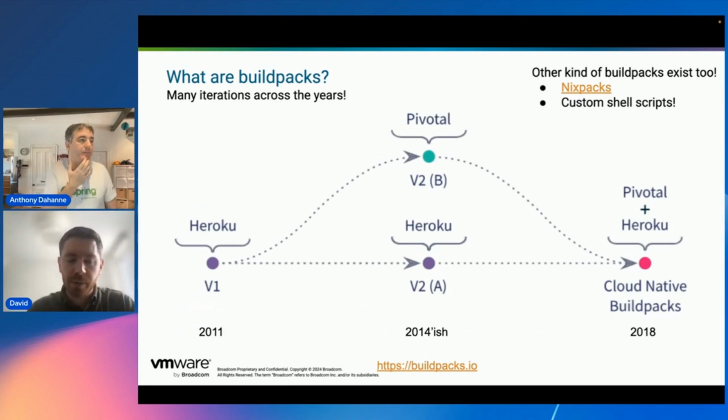Okay, so where do Buildpacks come from? They've had a number of iterations over the years, the earliest being by Heroku back in 2011. Then there was a second iteration by both Pivotal and Heroku for their platform as a service offerings in around 2014. And the one we're talking about today is the Cloud Native Buildpacks iteration, which was formed by Pivotal and Heroku in 2018. The concept of Buildpacks isn't specific to these companies. You can create your own. There are other examples. You can even use your own custom shell scripts as the binaries.